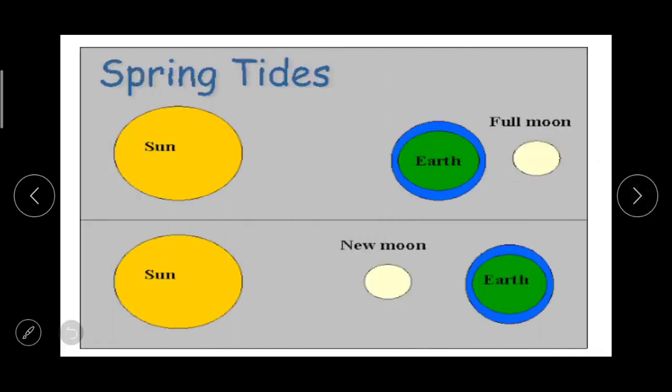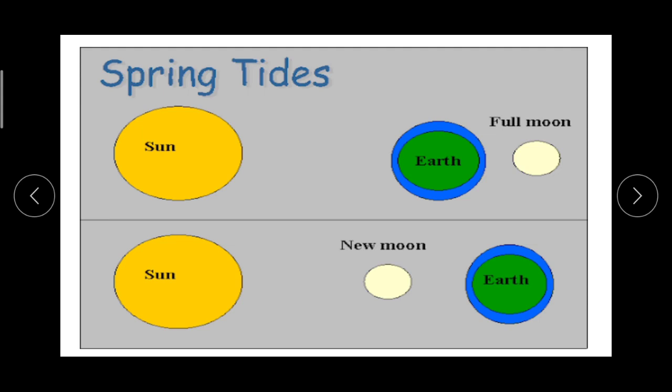One more image to study in detail about the spring tides. On new moon day and on full moon days, the gravitational pull of the sun and the moon act in the same direction, and due to this the total pull increases. Hence the tide on these days is much higher than the average high tide, and this is known as spring tide.